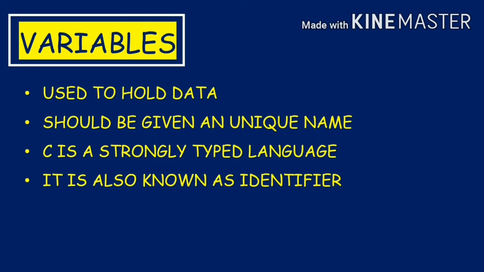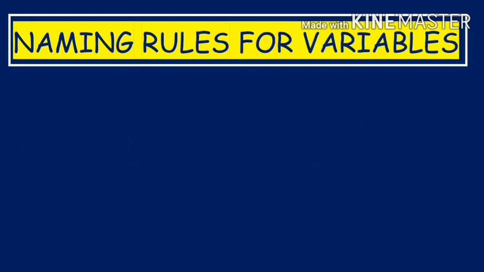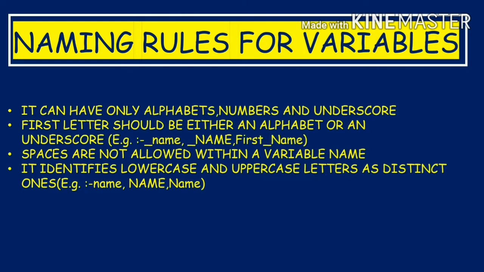So now we'll look at some of the naming rules for the variables. Let's have a look at that. So if you see, the variable name can have alphabets, numbers, and underscore, and the first letter should be either an alphabet or an underscore, and it can't be a number. So a variable name can't start with a number or any special characters, and special characters are not allowed in variable names. And spaces are not allowed within a variable name.